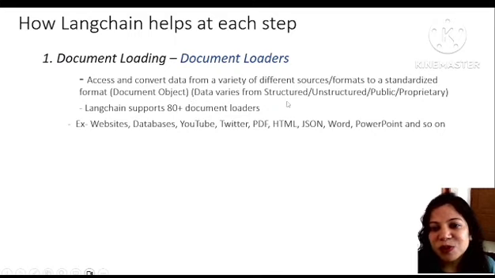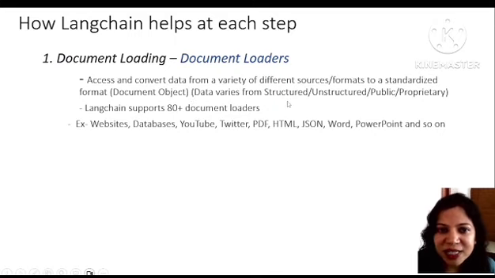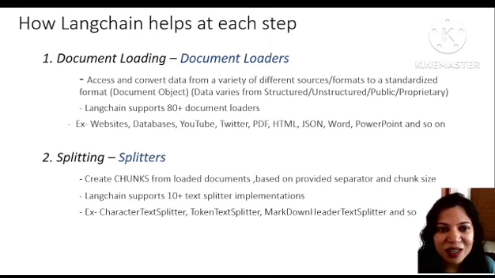Incoming data can vary from structured to unstructured, from public data to proprietary data. Langchain supports 80 plus document loaders. And examples include websites, databases, YouTube, Twitter, PDF, HTML, JSON, Word, and so on. The next part was the splitting, wherein the splitters from Langchain help. What do splitters do? They create chunks from the loaded documents based on the provided separator and chunk size. Separator can be a new line separator, character separator, space separator, and so on.